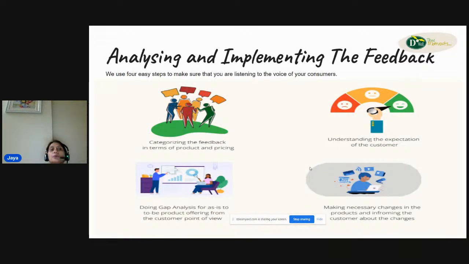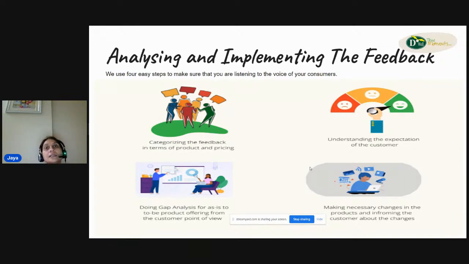The last point would be how we analyze, as we are market research consultants, and implement this feedback. So there are again 4 easy steps. We categorize whatever feedback comes to us about your product or brand, according to the product.